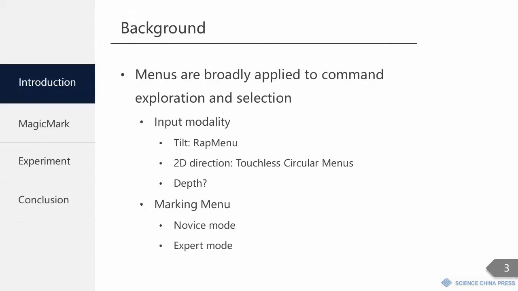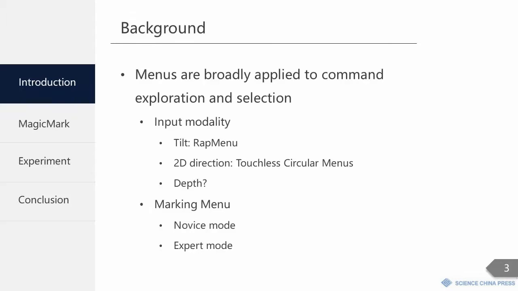Menus are important interactive components of user interfaces, broadly applied to command exploration and selection. For large displays, RapMenu and touchless circular menus explore the design space of tiled and 2-dimensional direction. However, as one of the important input modalities, 3-dimensional depth information has not been fully utilized for menu control in large displays.